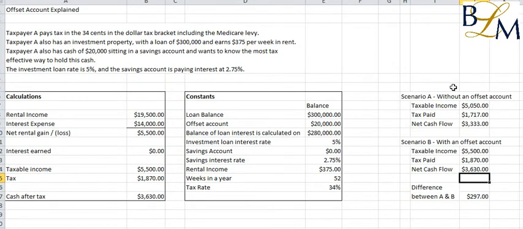In this instance, we're assuming the taxpayer has no private debt. So the only debt that they do have is this $300,000, and it is tax-deductible debt as it's being used to produce assessable income by the means of the investment property. So I hope that you found this video informative, showing the difference between having money in a savings account as opposed to putting that money into an offset account.